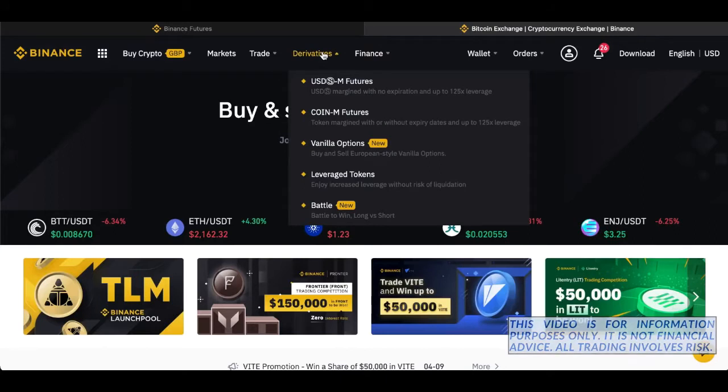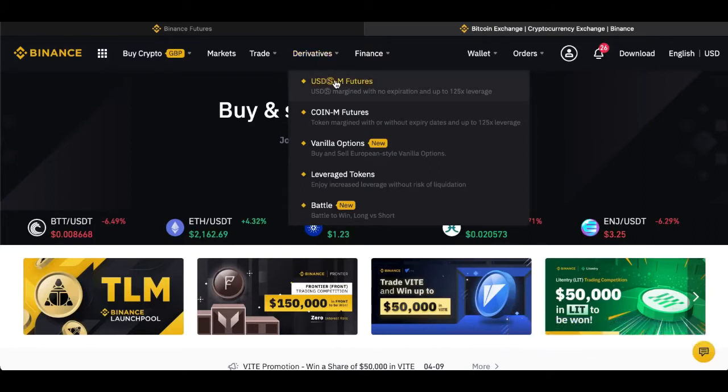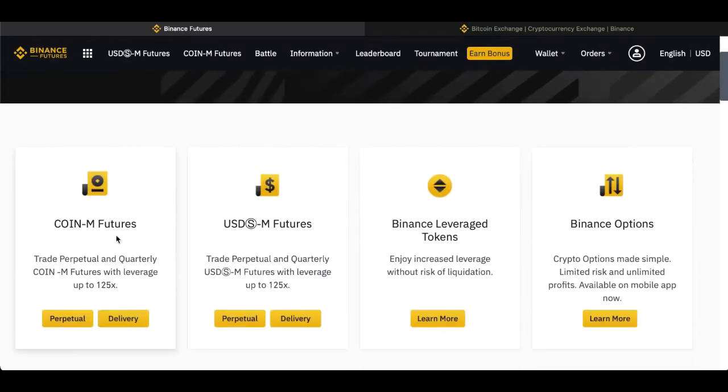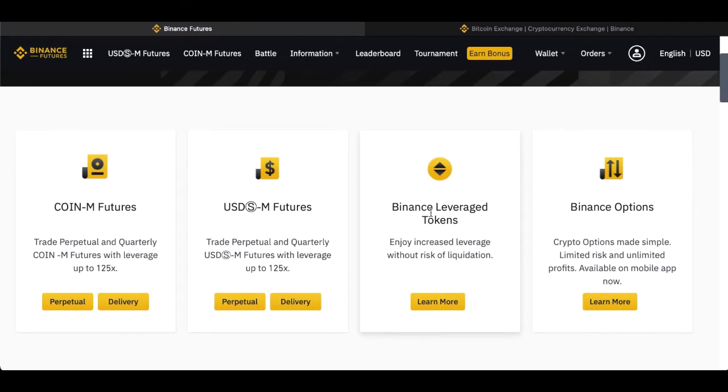Then you can go to derivatives and then just click into either US dollar or coin futures. I'll explain the difference between these later on in the video, but you can see Binance Futures. You can trade coin futures, US dollar futures, and then Binance leverage tokens are part of futures as well. I'm not going to go over these in this tutorial. I have a separate video for Binance leverage tokens. You can check out the Binance playlist for that one. I'm not going to go through options because options of futures are different.